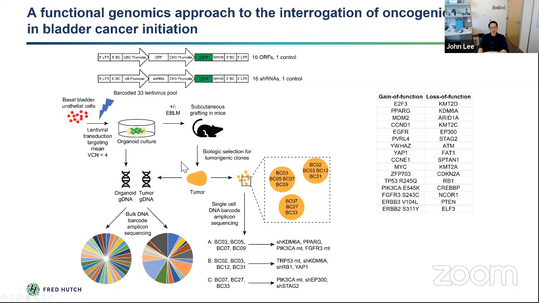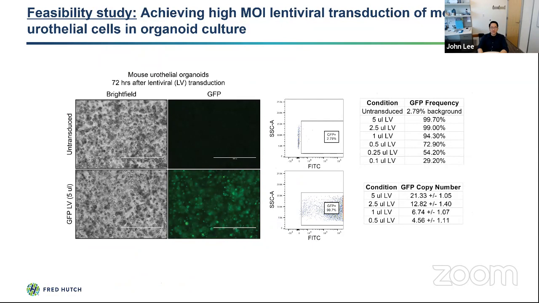We can also go back and compare the population that we started out with, so we can do bulk DNA barcode amplicon sequencing just to show that we have good representation, and then after tumorigenesis we can determine what are the genetic alterations that are enriched in the tumor. So obviously this was a pretty lofty goal, and we had to do quite a bit of feasibility analysis just before we could move on.